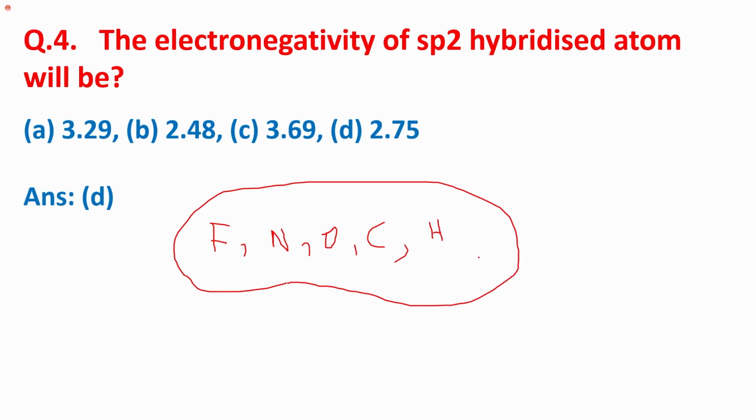Then you can solve many questions, as there will be at least one or two questions from the electronegativity part. If time permits, maybe in the next class I'll bring something about it. Today we don't have much time, so maybe I can discuss what electron affinity is. Okay, electron affinity and electronegativity.